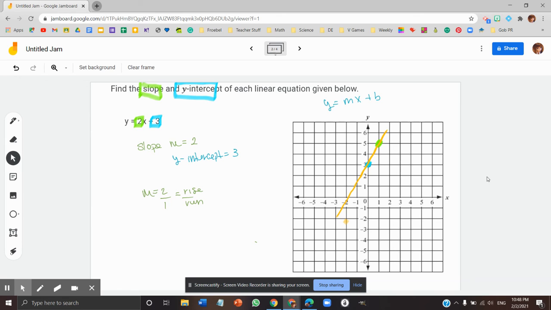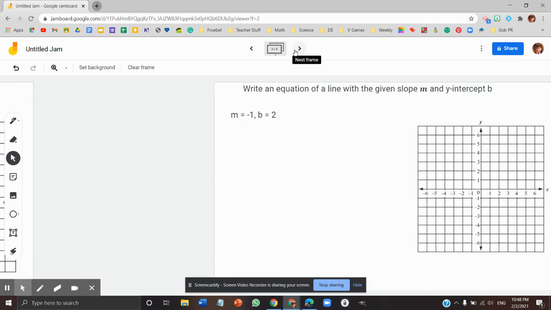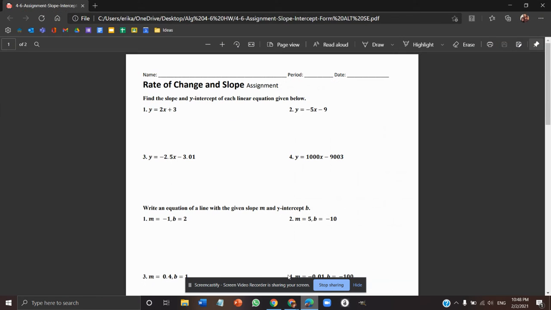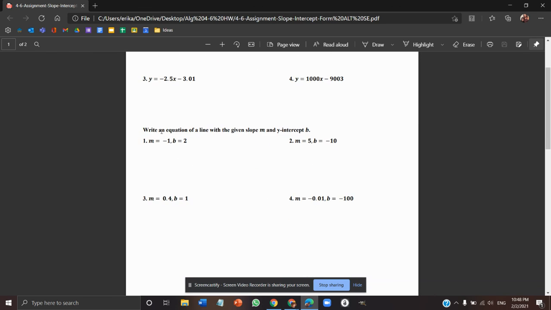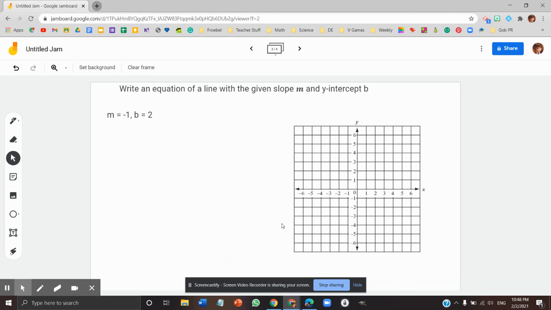So the next thing that we're going to be looking at is our next part of the practice exercises that I'm giving you. It says: write the equation of a line from the given slope and the intercept. So this time I'm going to give you the slope and the intercept, and you're going to find the linear equation, or the equation of the line, same thing.